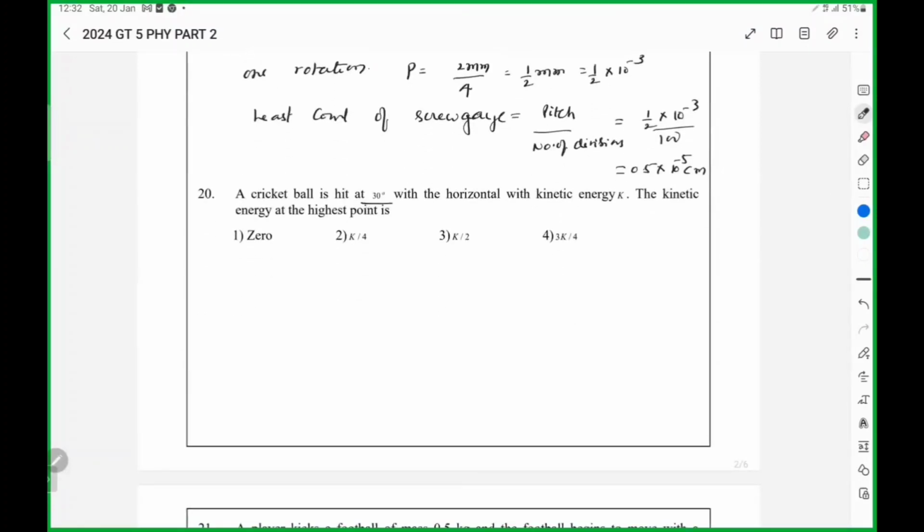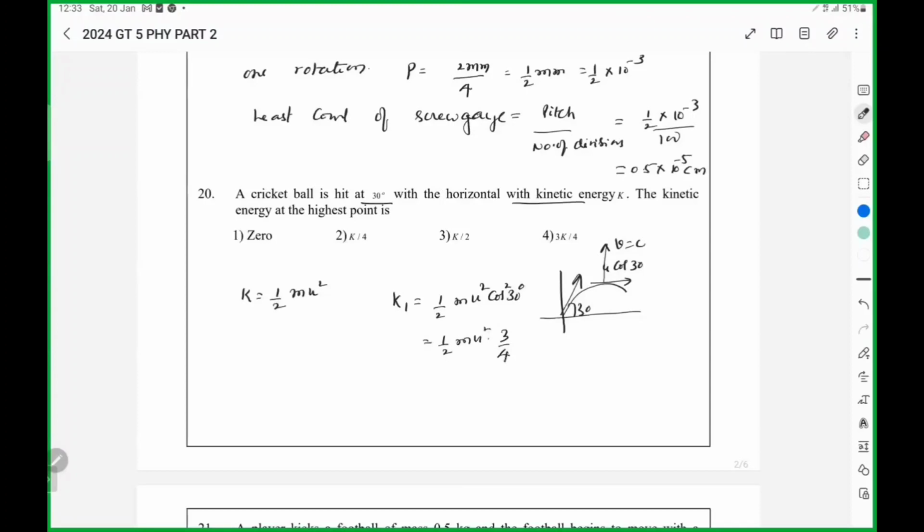A ball is hit at 30 degrees. So it has a kinetic energy of mu square. Whatever angle it is thrown, when it reaches highest point, it has only horizontal velocity, vertical 0. Kinetic energy will be cos 30, root 3 by 2. It is 3K by 4.